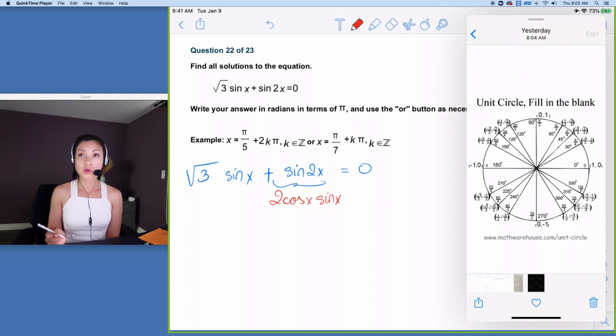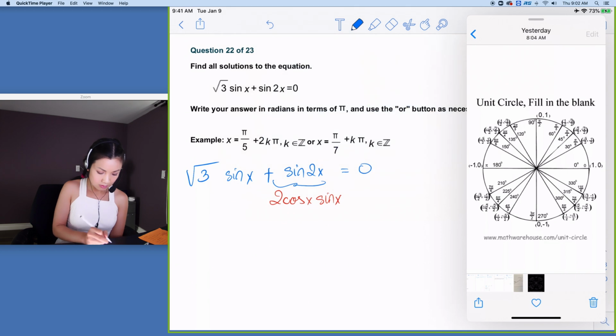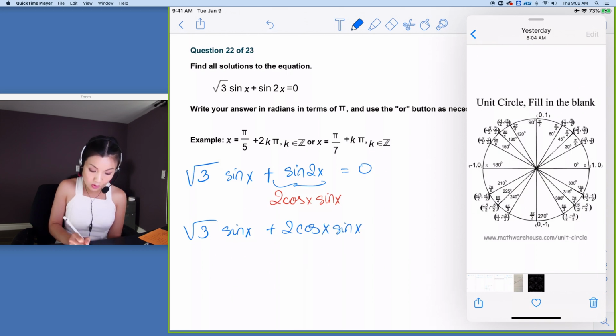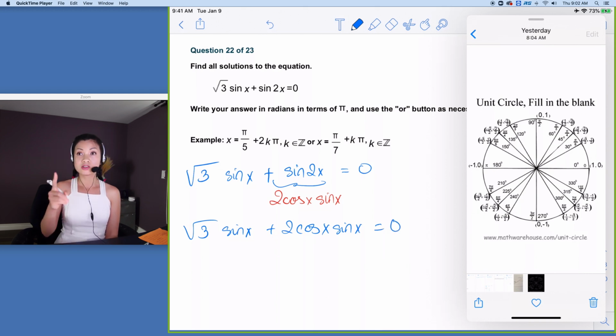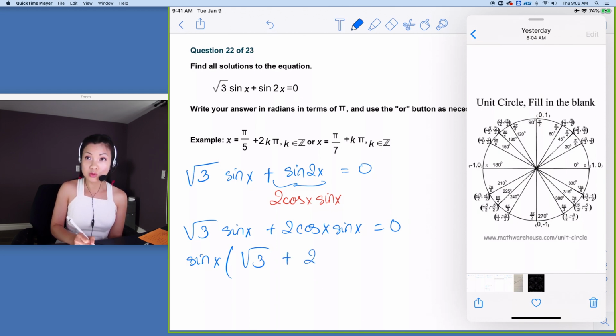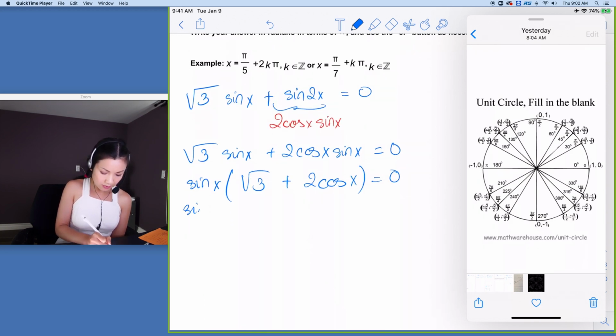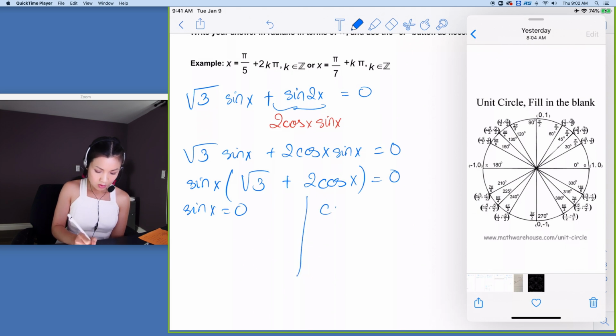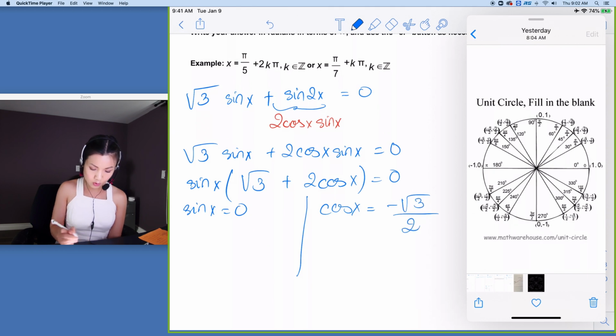Okay, so now I'm going to rewrite. Notice that I actually don't care that I have cosine and sine because they are just factors. So if they're just factors, I can factor it out. So I have sine of x as the GCF. So I ended up with sine x times square root of 3 plus 2 cosine of x. And now we can solve it. So sine of x equals 0, cosine of x equals negative square root of 3 over 2.